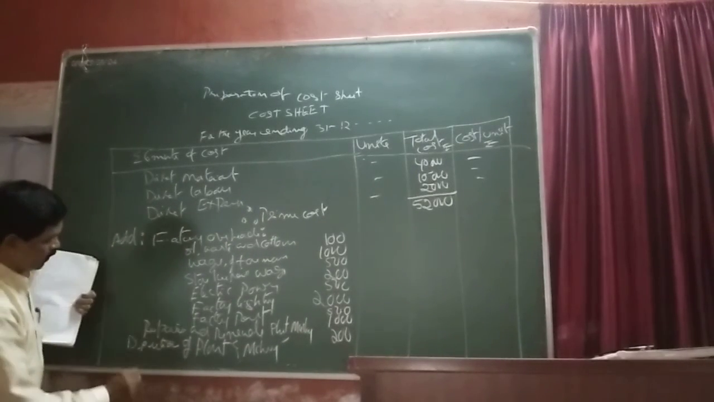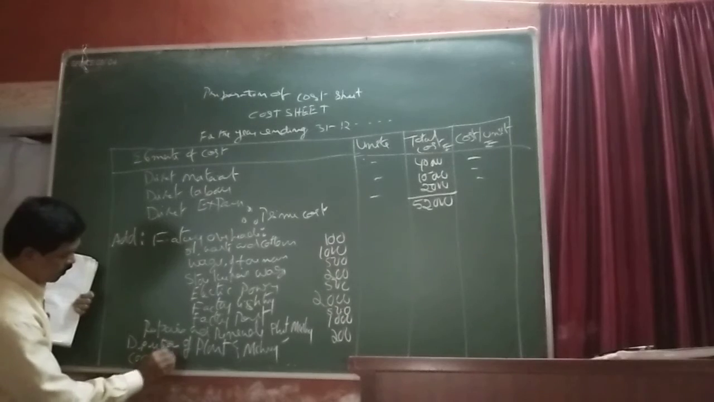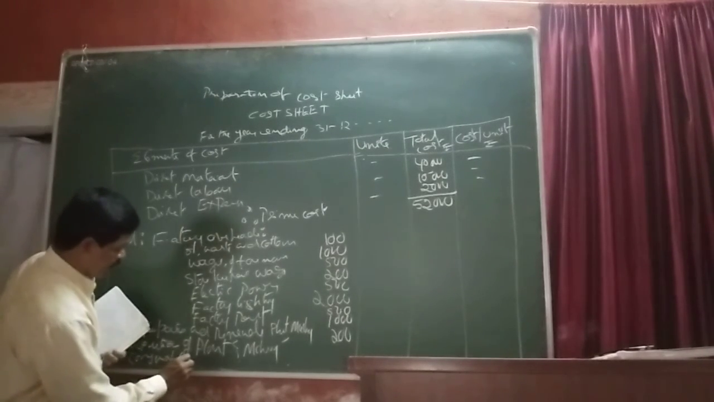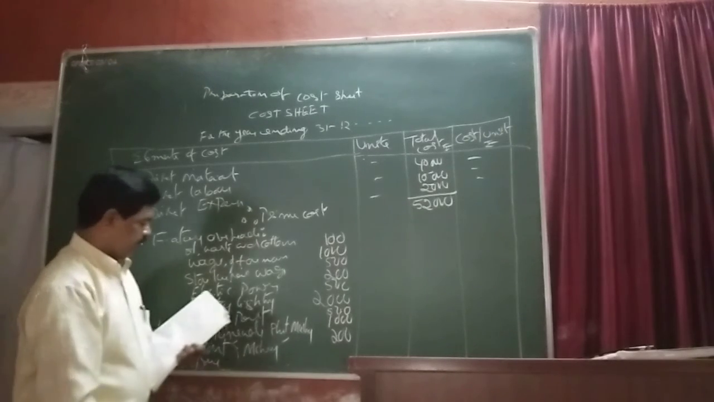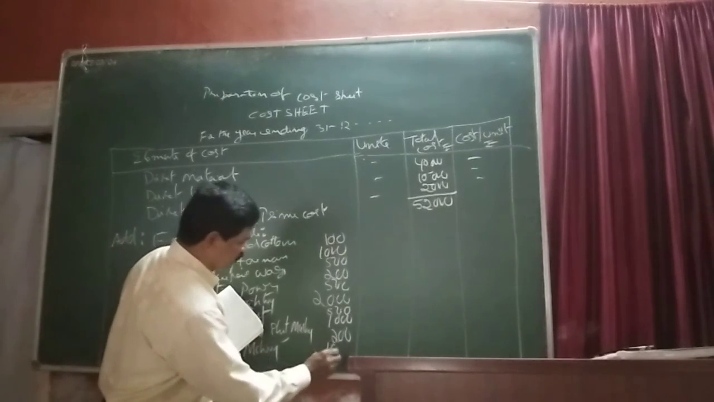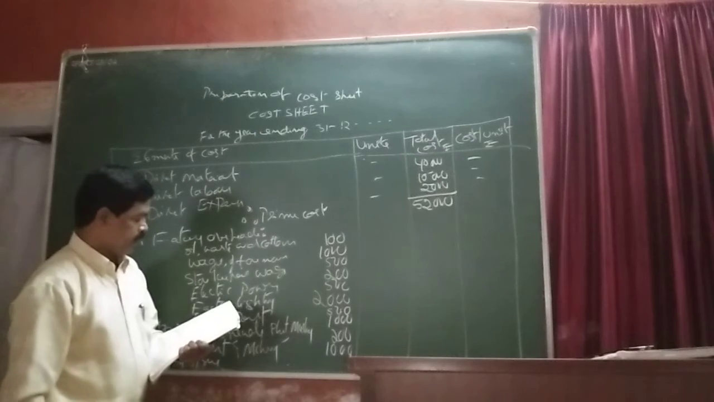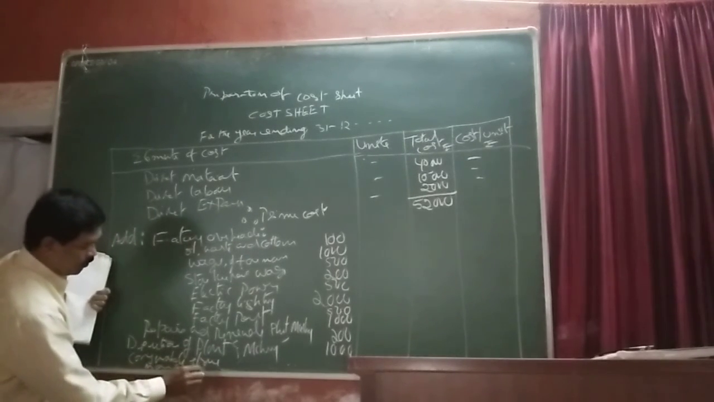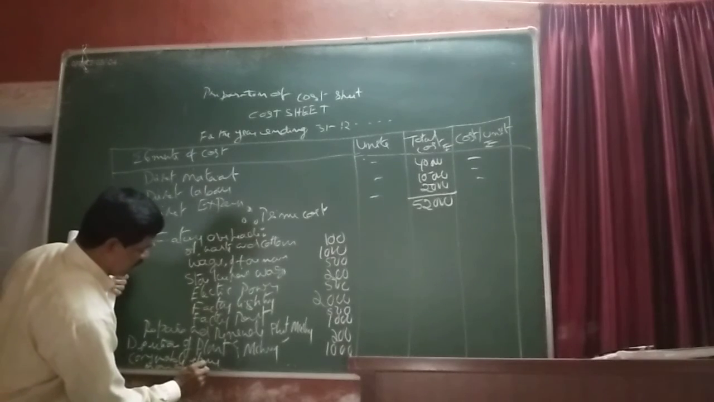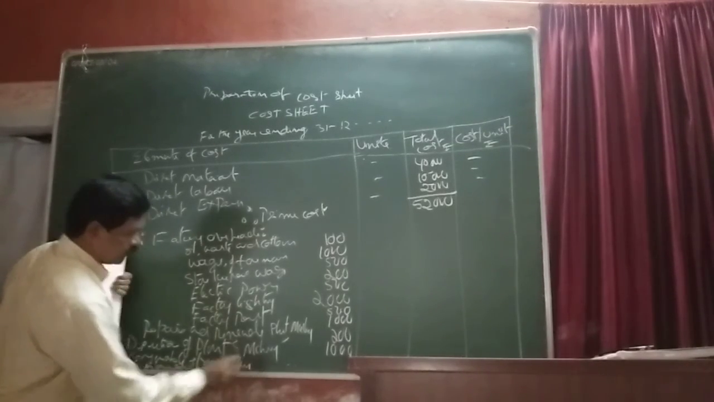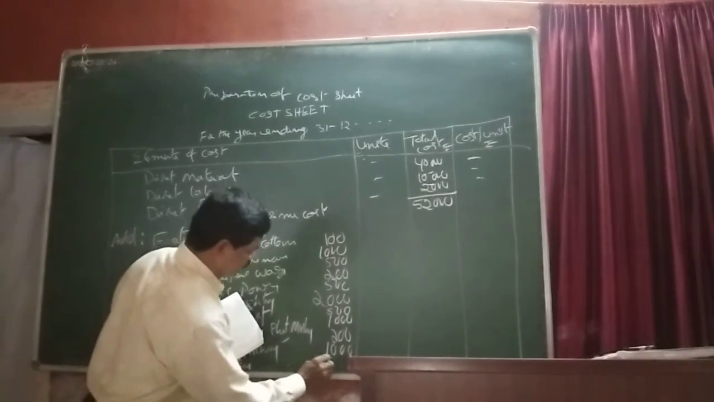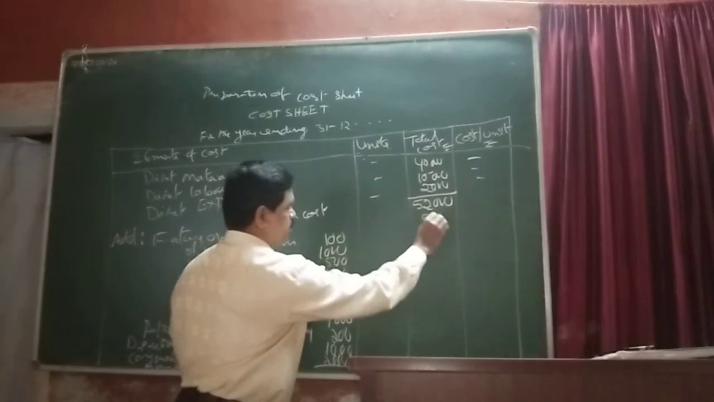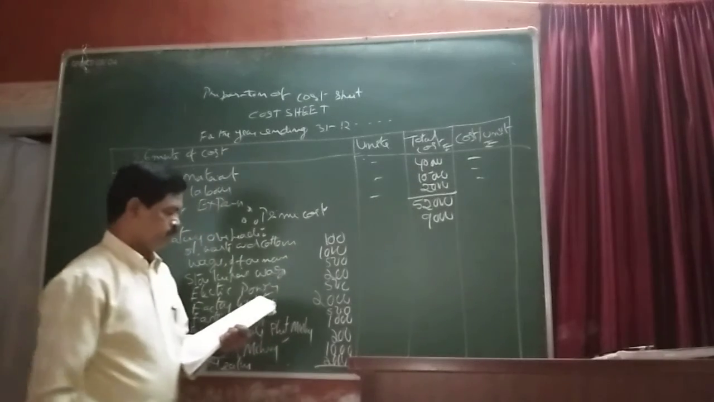Then consumable stores. Stores which are consumed during the production time. They are not identified with the product manufactured. It is 1000. Then manager's salary. Here we assume that the manager is there in the production section. So it is 2000. So the total of this is 9000.